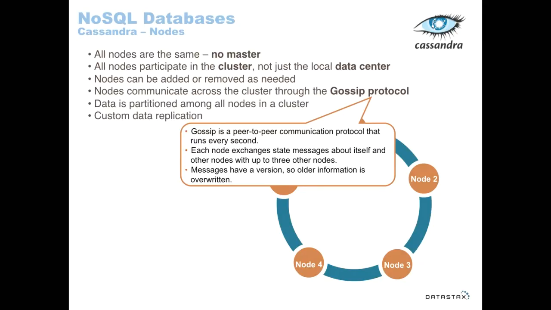And with up to 3 other nodes. Messages have a version, so older information is overwritten. So eventually, as this gossip protocol spreads across the entire database, the information gets propagated eventually to the entire database.